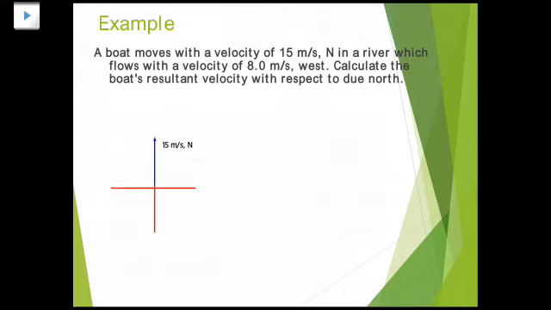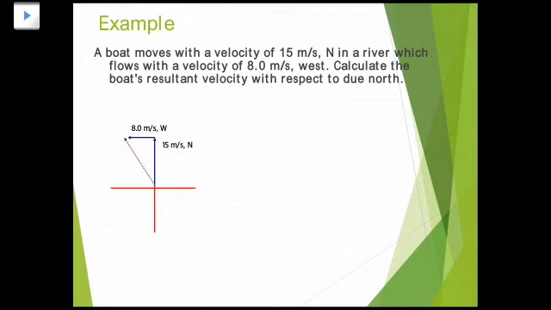Another example: a boat moves with a velocity of 15 meters per second north in a river which flows with a velocity of 8 meters per second west. Calculate the boat's resultant velocity with respect to due north. First, draw the given: 15 meters per second north. Then it goes 8 meters per second west. Then it asks to calculate the resultant.